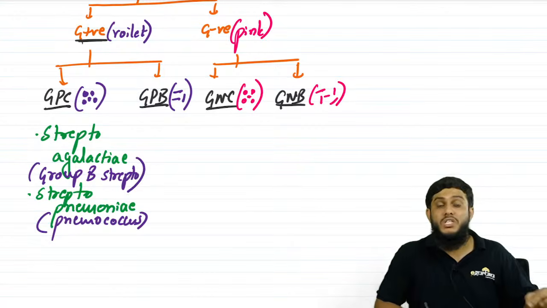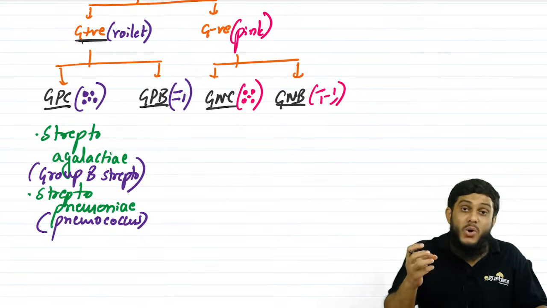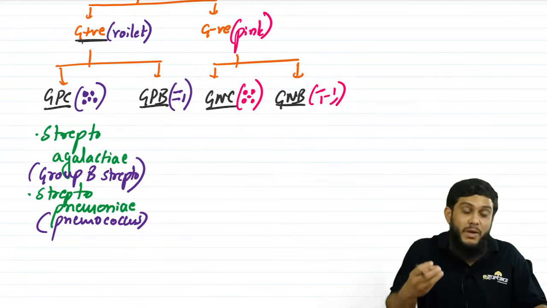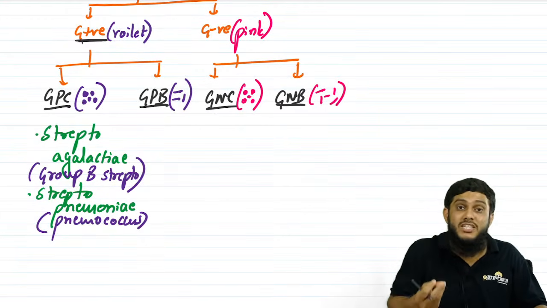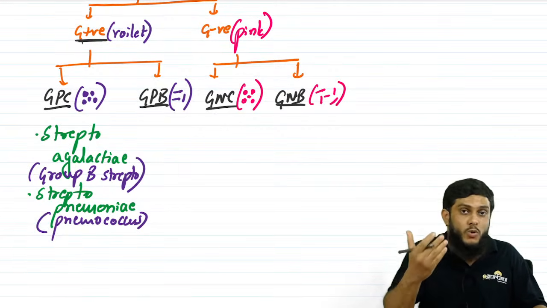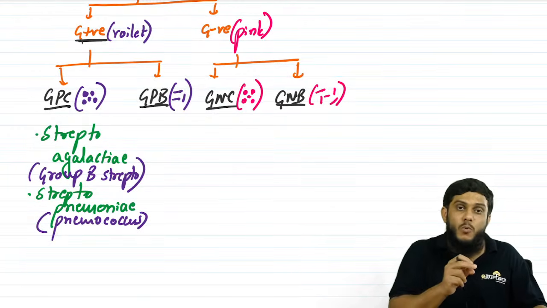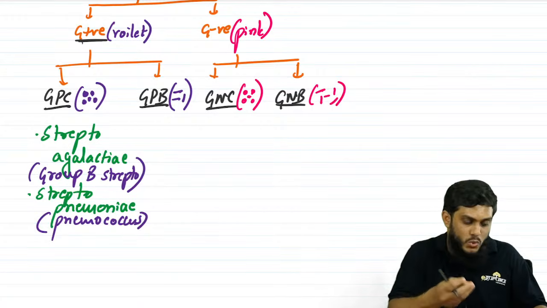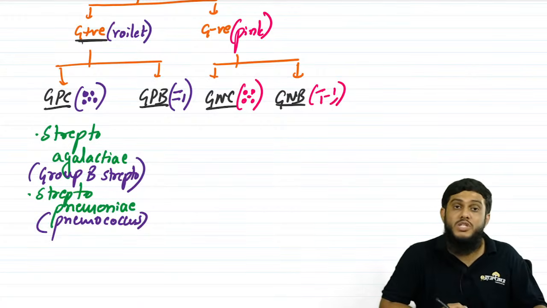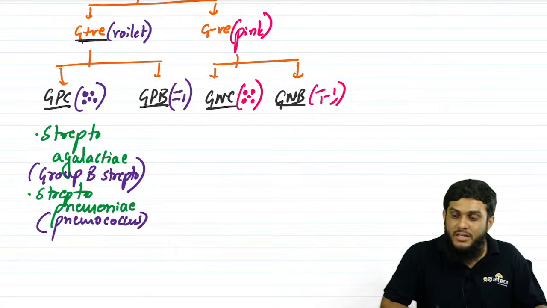Group B Streptococcus. We know that Streptococcus are classified into 20 groups based on Lancefield classification, based on the carbohydrate antigen present in the Streptococcus. Out of these 20 groups which are designated as group A, group B, group C, group D, only group A and group B can cause infections in humans. Out of that, group B is the one which can cause meningitis. So group B Streptococcus and Streptococcus pneumoniae, these are the two important gram-positive cocci which can cause acute bacterial meningitis.